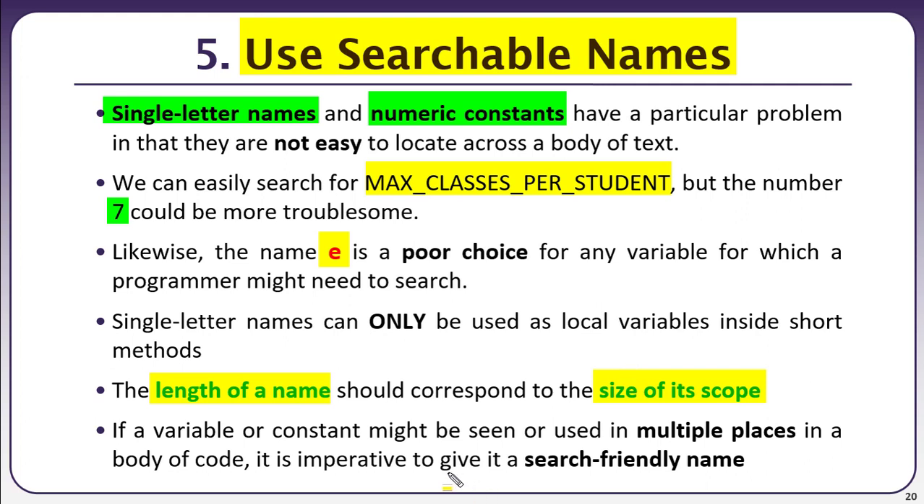So if a variable or constant might be seen or used in multiple places, then that variable of course needs to be searched more. So you should try to give a search friendly name to that type of variable.